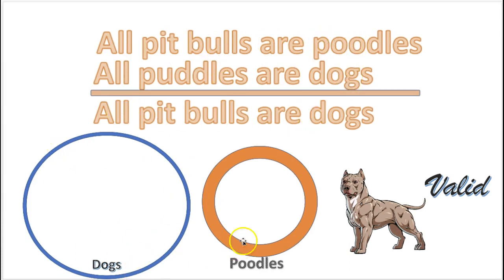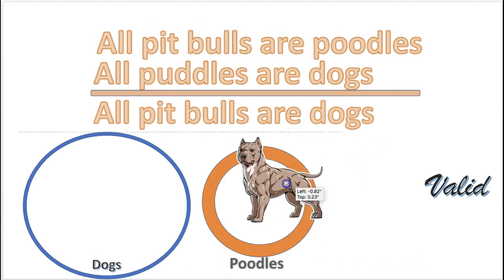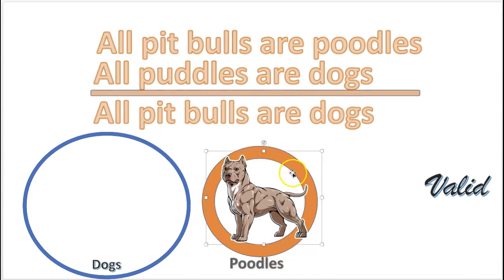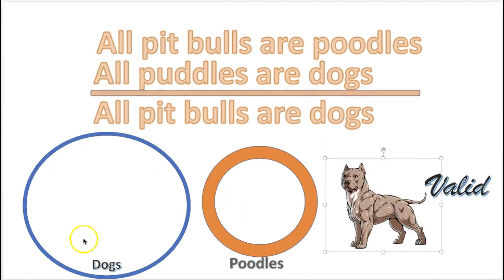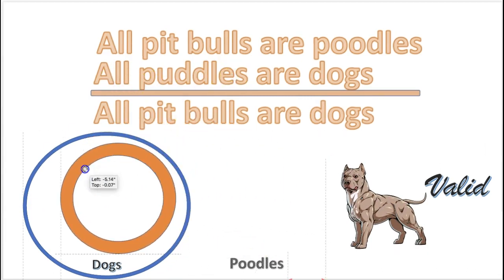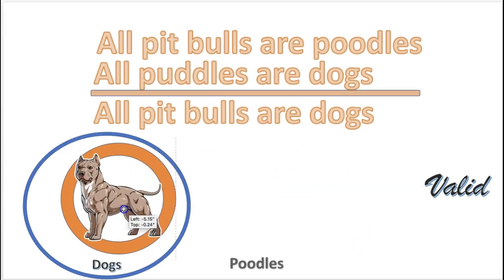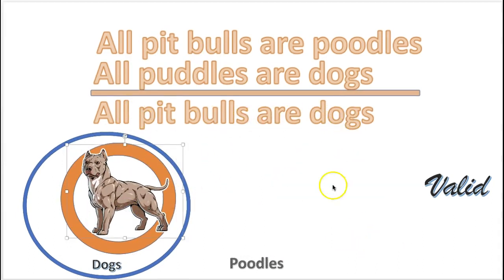Okay? So here's your dog circle, your poodle circle. You can do this at home, and you can draw a dog circle. So the first premise, all pit bulls are poodles. So here's a pit bull, put it in the poodle circle. Everything in this circle are poodles. Next premise, all poodles are dogs. So everything that's a dog goes in this circle. According to this premise, all poodles are dogs, so you put all the poodles in there, and you already know that all pit bulls are poodles. So the conclusion says all pit bulls are dogs. Is this true? Are all the pit bulls in the dog circle?